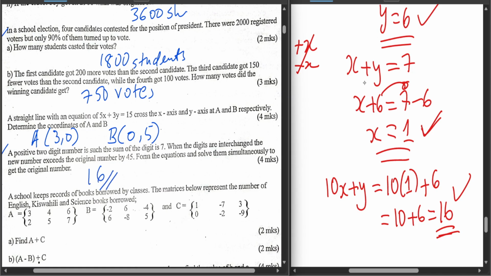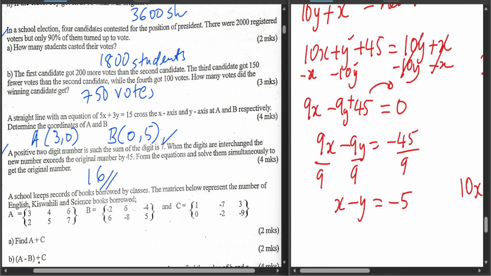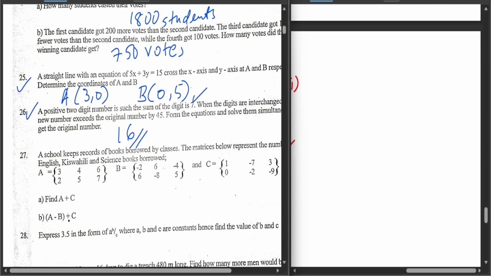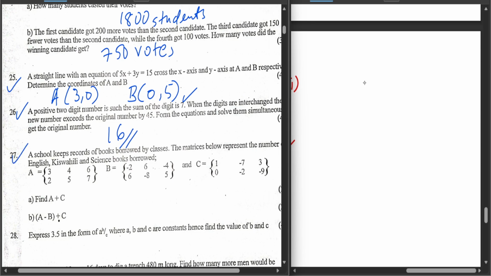You can look at it. If you add 1 and 6, it gives you 7. If you interchange them, 16 becomes 61. So now 61 minus 16 will give you 45. So very, very easy. Now let's go to another question, which is question 27.